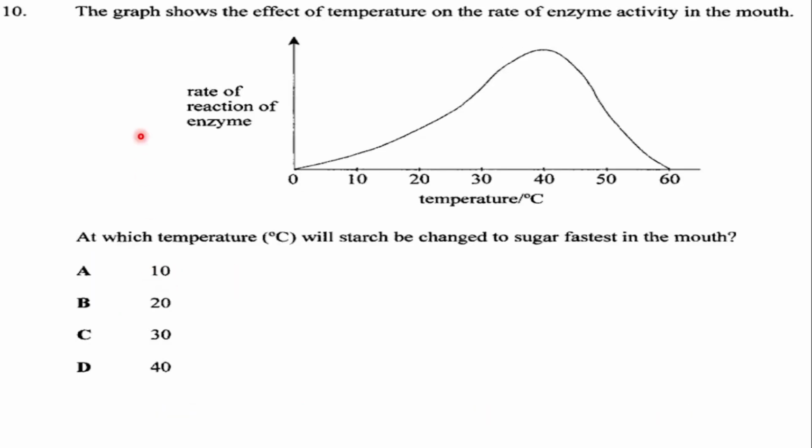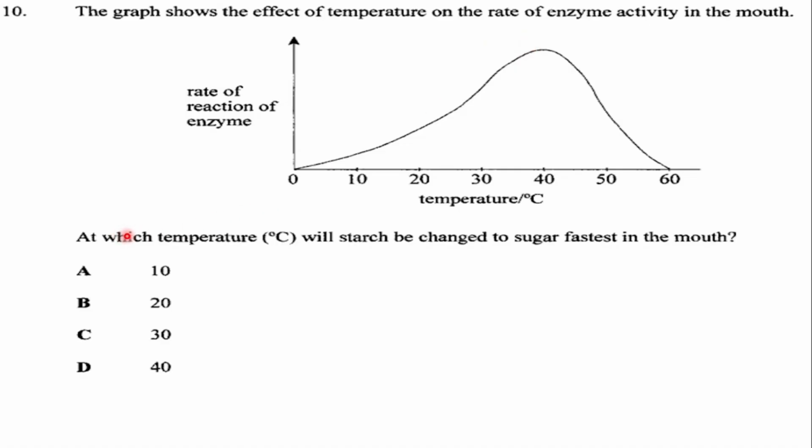Let's move on to question number 10, and it says that the graph shows the effect of temperature on the rate of enzyme activity in the mouth. So on the x-axis, or the horizontal axis, we have temperature measured in degrees Celsius, and on the y-axis, which is the vertical axis, we have rate of reaction of enzyme. And if we look here at about 40 degrees, we have the maximum value, or the peak. This is showing at 40 degrees, we have the highest rate of enzyme activity, or the highest rate of reaction of the enzyme.